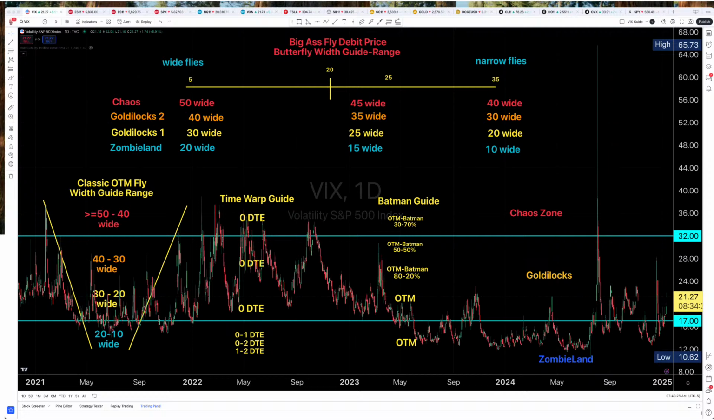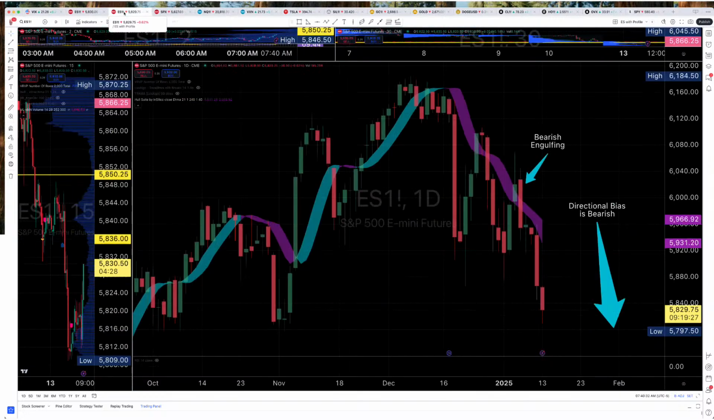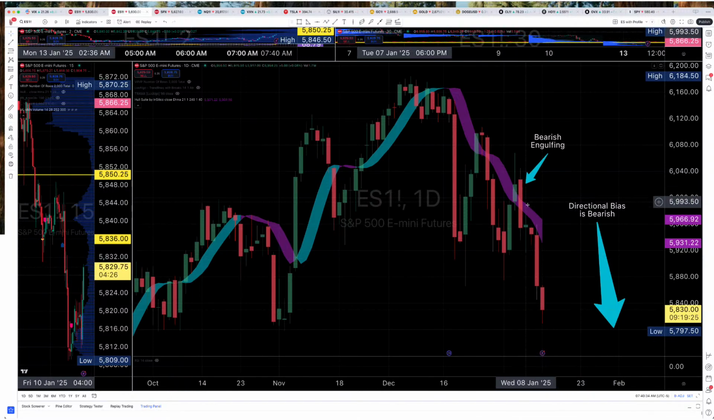Let's take a look at the market direction, and we can clearly see that we're moving down. So our directional bias is bearish, meaning that if we're looking at out of the money flies, we're looking at put flies out of the money with a high risk to reward, typically 1 to 10.